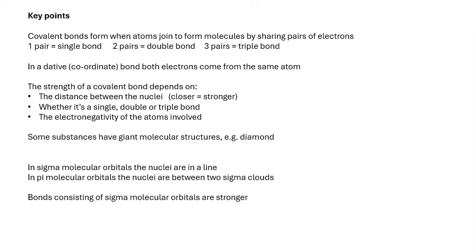And then we get to this last bit here, and if it comes up in the exam, well, anyway, in sigma molecular orbitals, the nuclei are in a line. Maybe you can sketch a couple of spheres merging together. In pi molecular orbitals, the nuclei are between two sigma clouds. Maybe you can sketch that diagram, yes? And bonds consisting of sigma molecular orbitals are stronger.